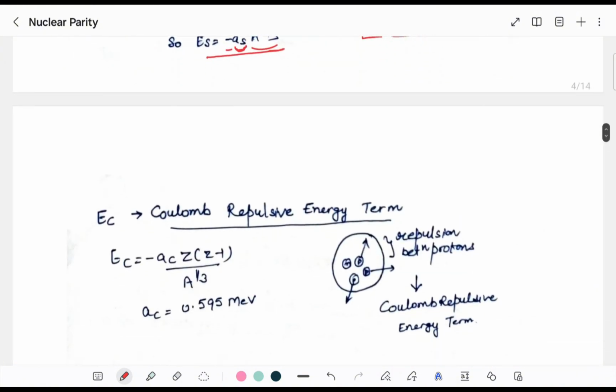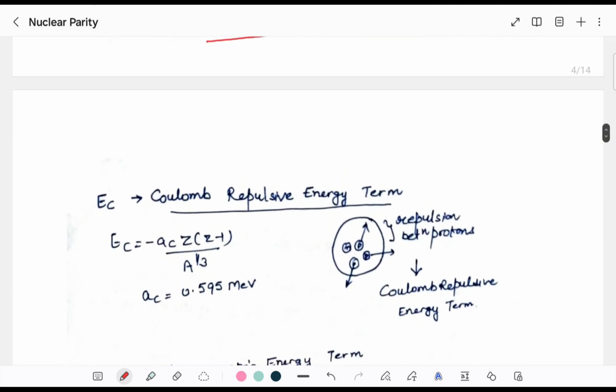Third is the Coulomb energy term, like Coulomb repulsive energy term. Now let's consider the case of a nuclei having the number of protons which are repelling each other. This repulsion between proton and proton results in the Coulomb repulsion term. So we can write it as EC is equal to minus of AC Z into Z minus 1 over A raised to power 1 by 3. Because in this case the protons are also decreasing the stability of the nuclei. Therefore this factor is also decreasing the binding energy, so we will put the negative sign here, and the value of AC that we must keep in our mind is 0.595 MeV.